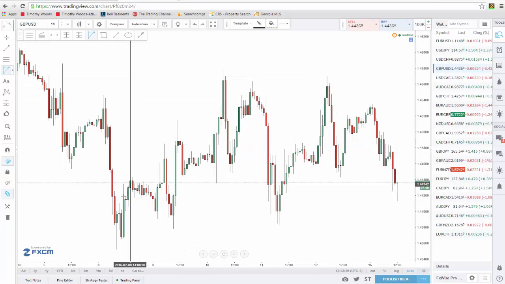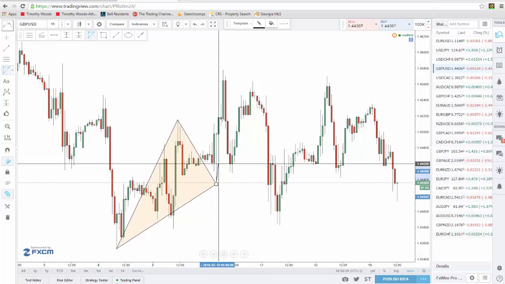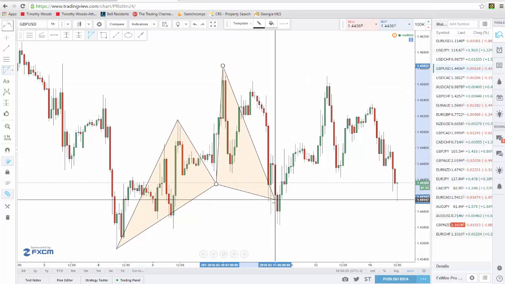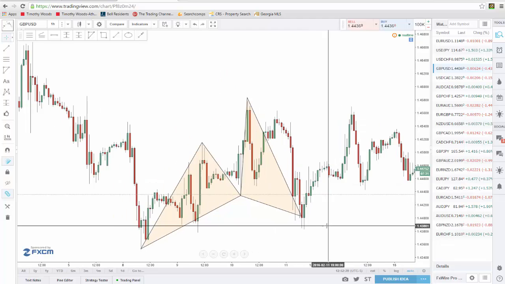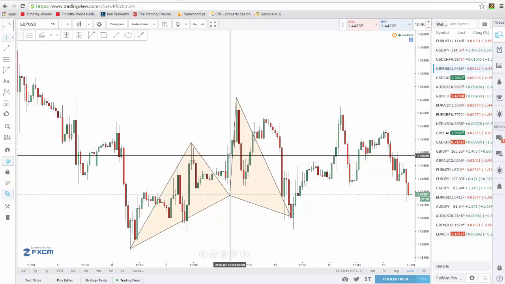Have you spotted it yet? If this is what you saw, then you are correct. Big cipher pattern win there for us on the pound dollar, which helped try to get us out of the drawdown, but it proved to just not be enough.